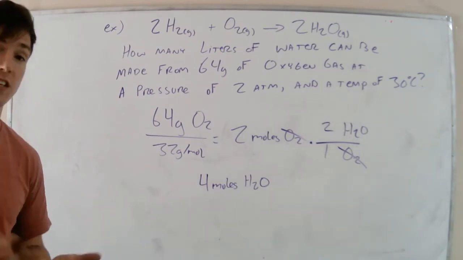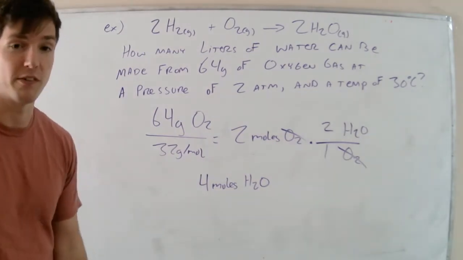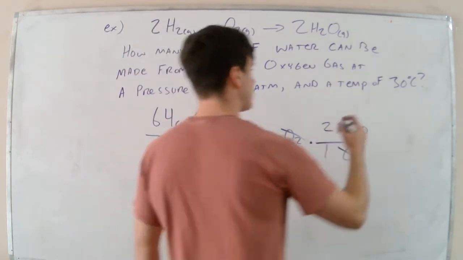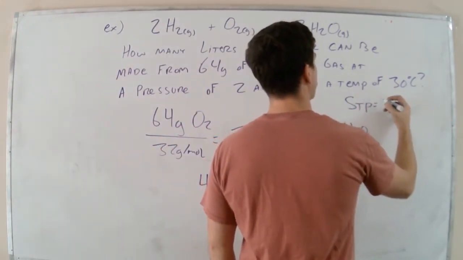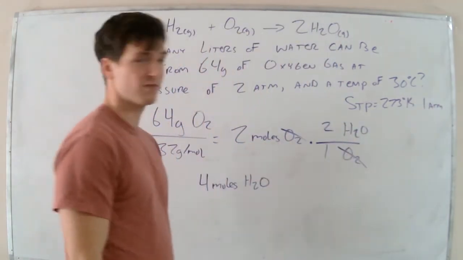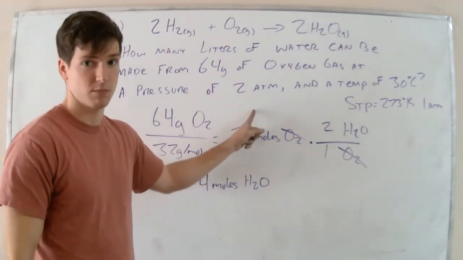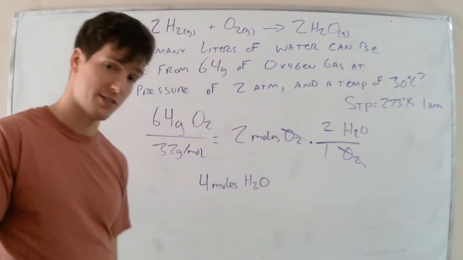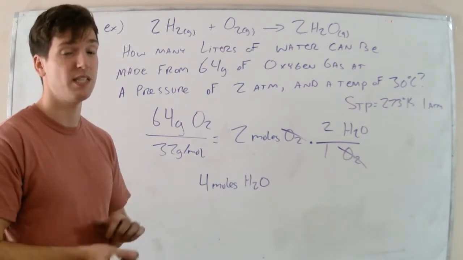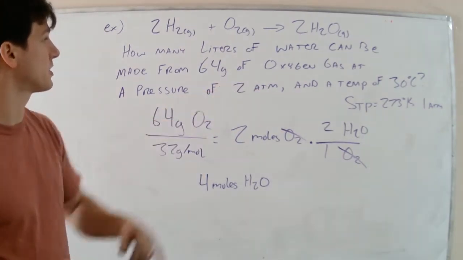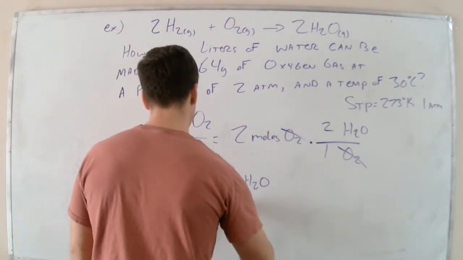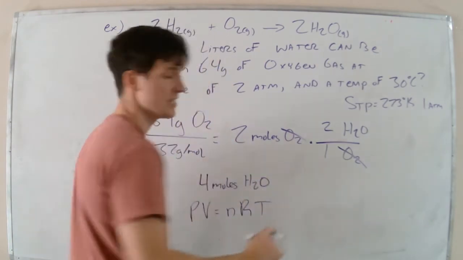And some of you at this stage might be like, hey, I'll just times it by 22.4. This isn't at STP. Remember that STP is at 273 Kelvin and 1 atm. This is at 2 atm and at 30 degrees Celsius, which is not 273 Kelvin. So we can't just multiply this by 22.4. It's not at STP, but luckily they gave us pressure and temperature, so we could just go ahead and plug this into PV equals nRT instead.